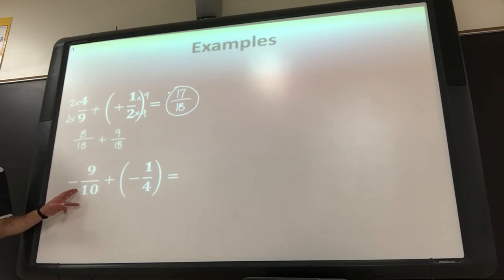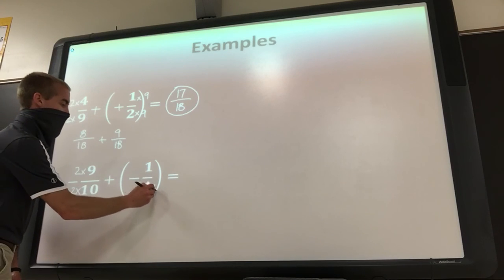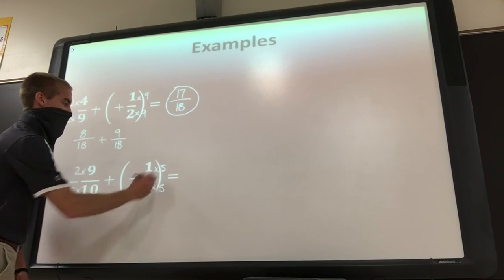Our next one, -9/10 plus -1/4. If they're both negative, we just add them. So -9/10 plus -1/4. What's going to be our common denominator for 10 and 4? There's a few that would work. What's one of them that would work? 20 would work, right? Would 40 work as well? If you want to do 40, you could do 40. But we'll do 20. So 10 times 2, 9 times 2, and then 4 times 5, and 1 times 5.